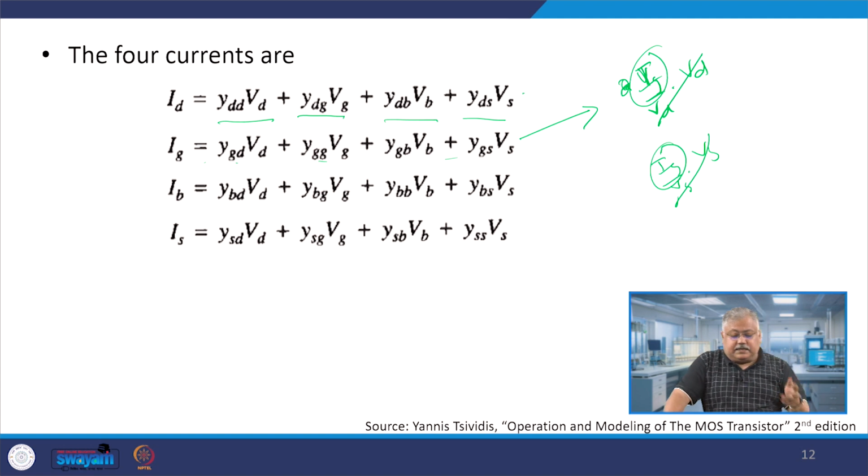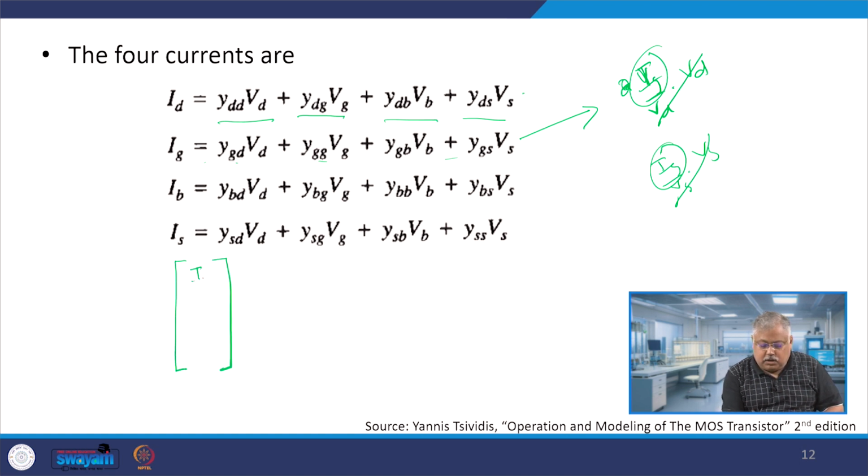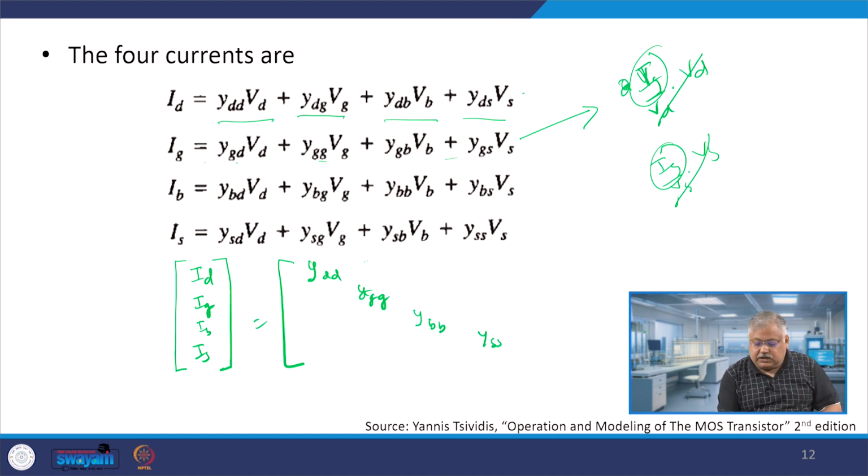If you want to express it in a much more detailed manner, then the way we do it when we use an EDA tool to explain this is with a matrix formation. This is basically your YDD, YGG, YBB and YSS on the diagonal, and obviously this will be YDG, this will be YDB, YDS, so this will be YGG, YGB, YGS and so on and so forth.